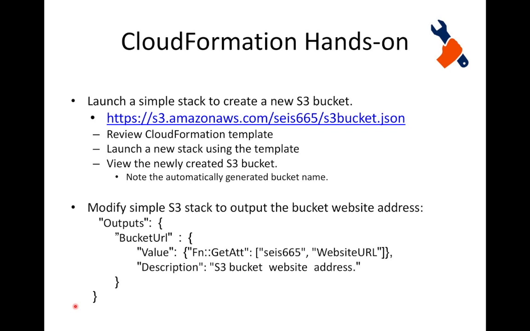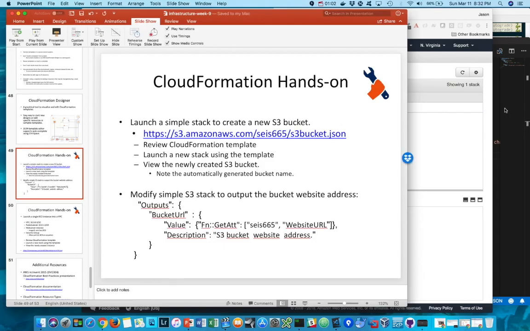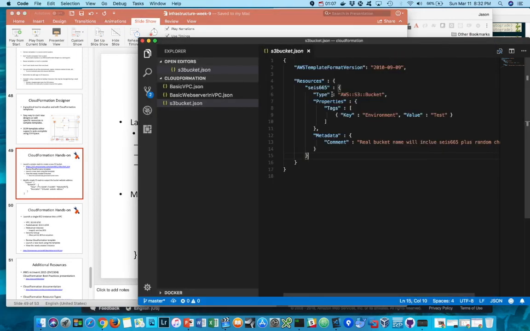I'm going to start by launching a very simple stack which we use to create an S3 bucket. And here's the S3 web endpoint address for this particular template. But before I launch it, let's go ahead and take a look at the actual template file. And I'm going to do that by just pulling it up in a code editor. So here's the CloudFormation template file, the S3 bucket.json.